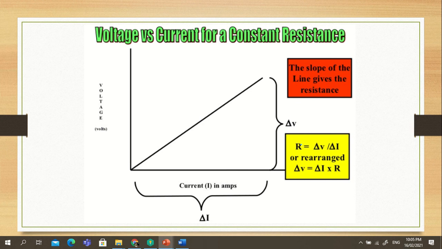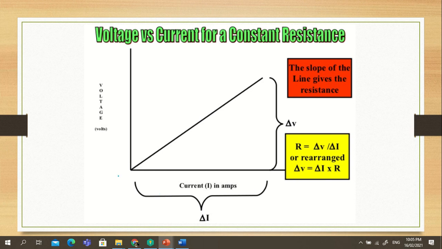So resistance is just the change of the voltage with respect to the change of the current. Or rearranging, you will have delta V equal to delta I times R. That means the change in voltage is equal to the change of current multiplied by the resistance. So the resistance is constant and the current is changing, so the voltage also will change according to the change of the current, because R here is constant.